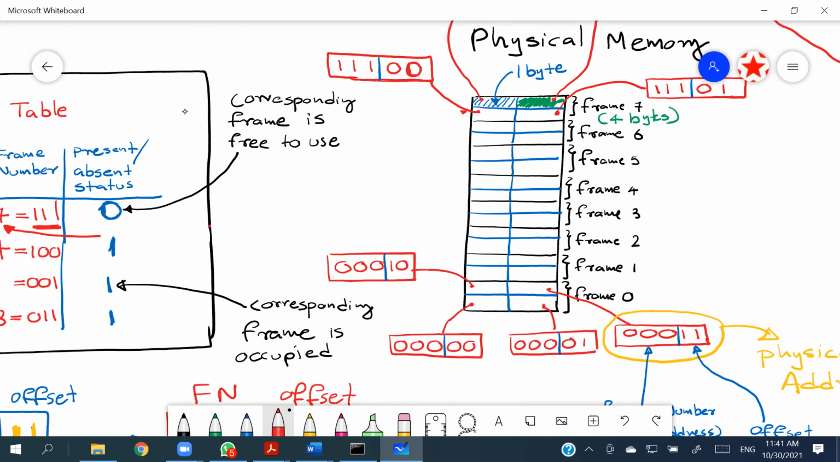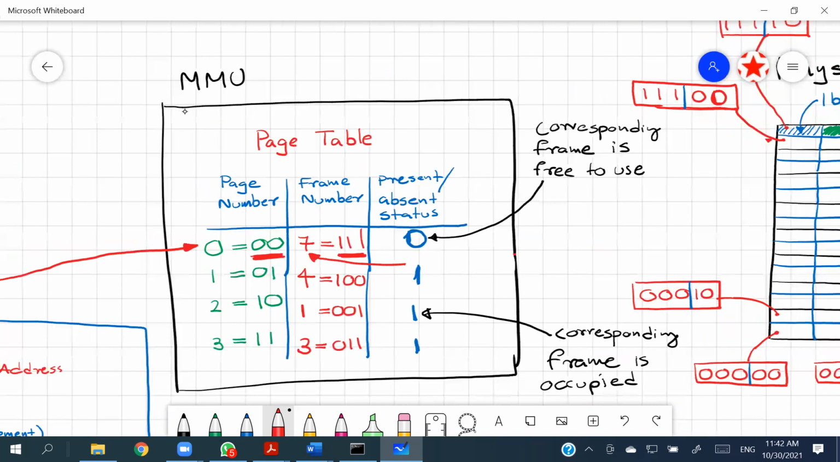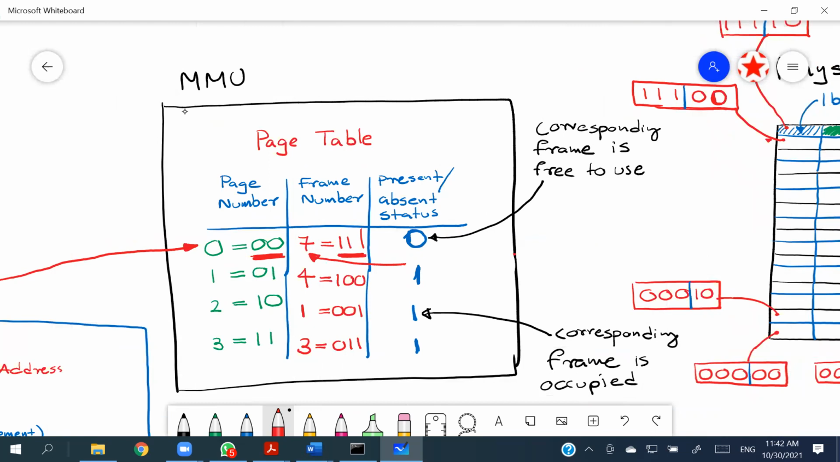So this present absent status will indicate whether that frame is an empty one, capable of taking a page inside or not. Zero indicates, okay, I am capable of taking a page inside. One indicates I am not capable of taking anyone inside because I have something occupied inside my frame already. Generally, we map the page number with the corresponding frame number, but it is not the true scenario. Wherever you can find a zero, you can match that page number with the frame number which has the present absent bit as a zero.